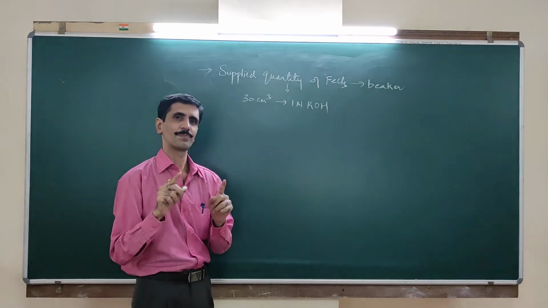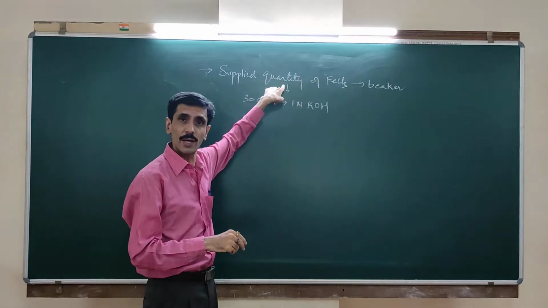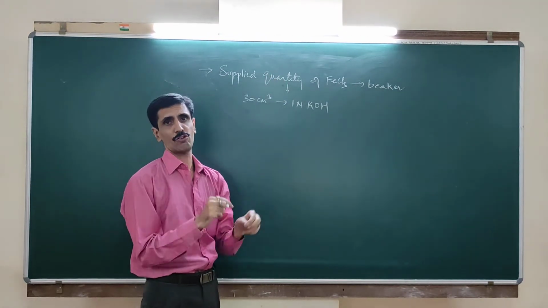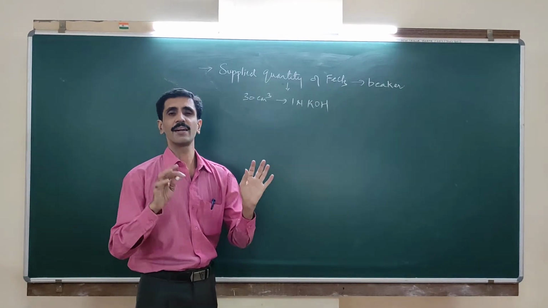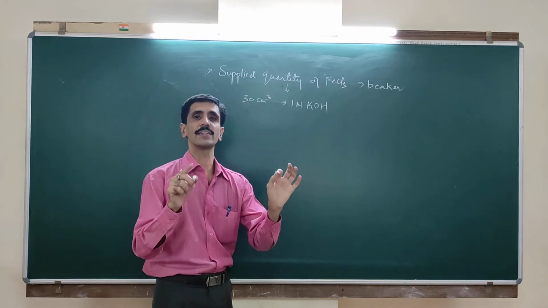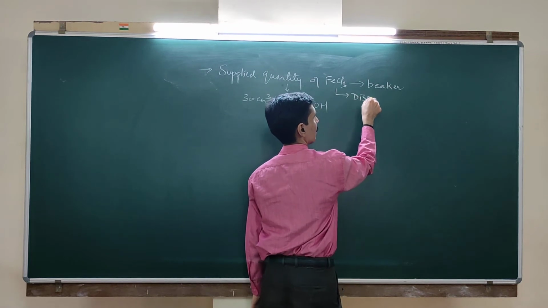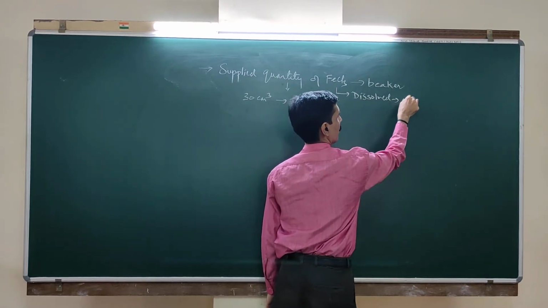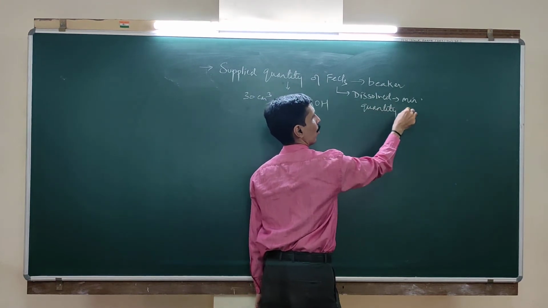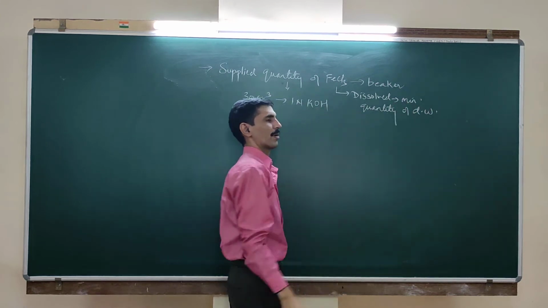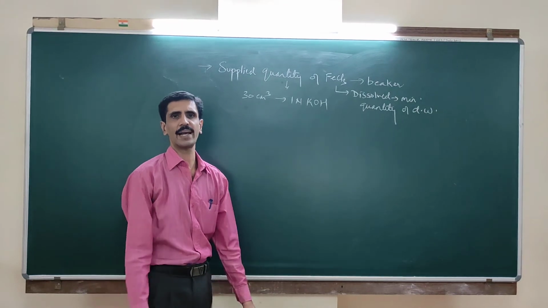But my dear friends, before you add KOH into the FeCl3, you have to make sure that the FeCl3 is dissolved in distilled water. Minimum quantity of distilled water. Okay, so please keep this in mind. It has to be dissolved in minimum quantity of distilled water. I just write down DW, so I hope you understand this. 30 cm³ of 1 normal KOH has to be added to it.